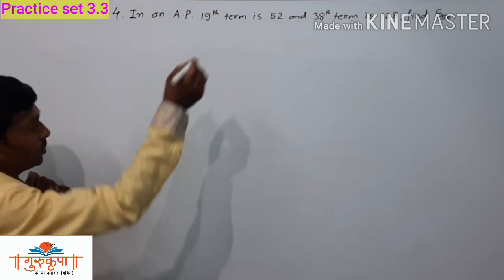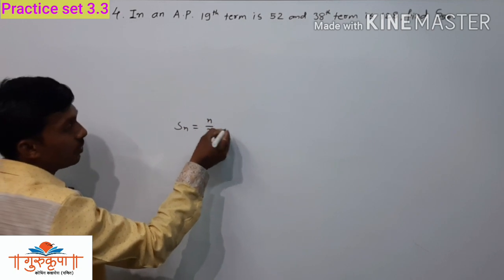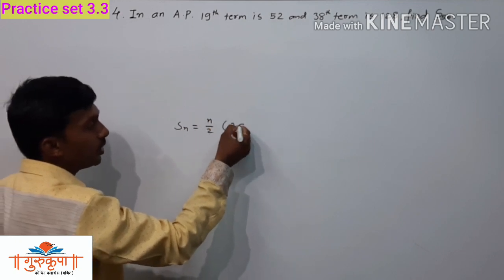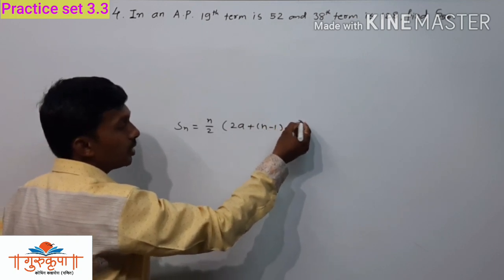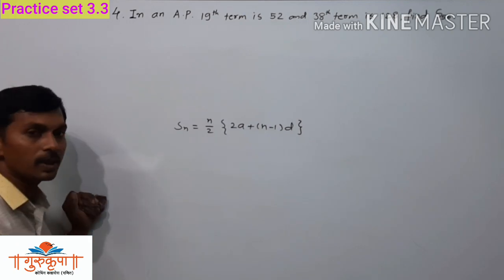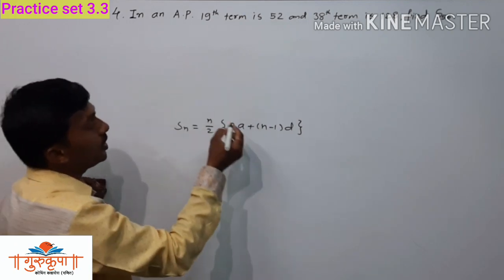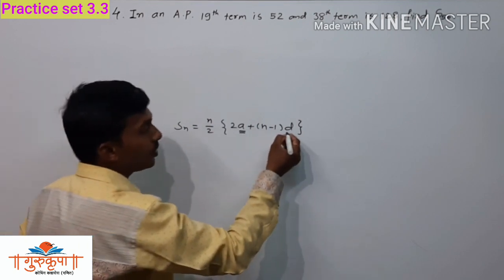As all of you know, if you have to find the sum of 56 terms, then we have the formula, that is Sn is equal to n by 2 into the bracket (2a plus (n minus 1) into d). That is the formula for finding the sum of n terms of an AP. And here we don't know the value of a, and we don't know the value of d.